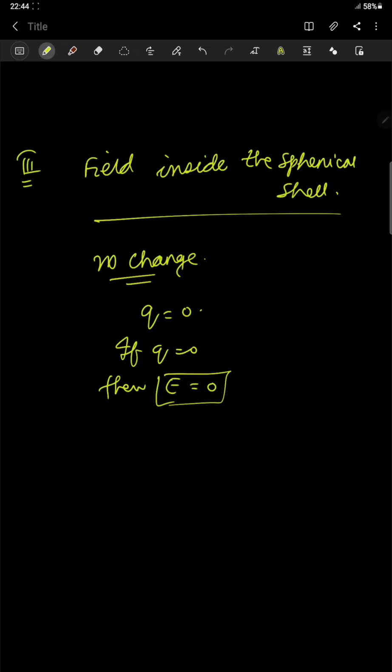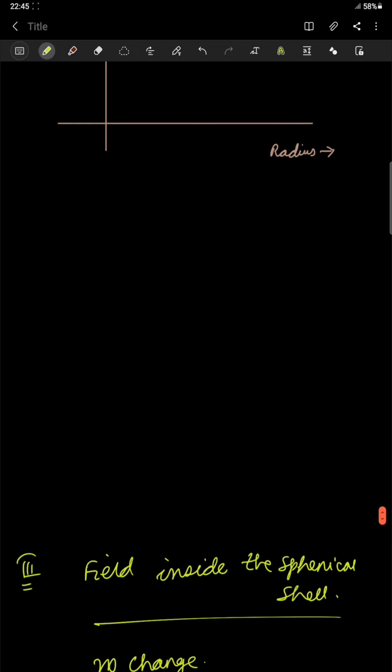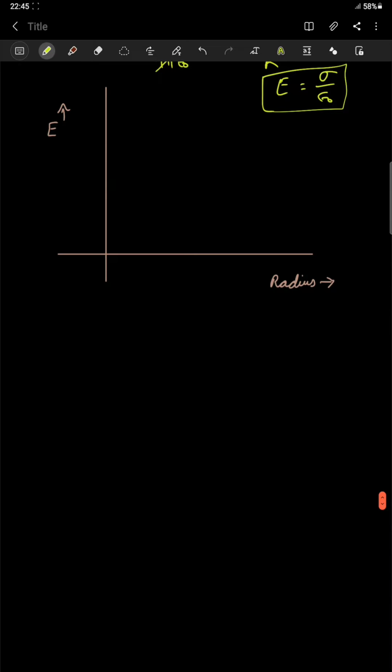Okay, so apart from these three different regions, another question comes with this. This spherical cell comes as a long question for 5 marks. Along with these three derivations, you have to draw a graph, you have to plot a graph. So what plot you have to do? That radius versus electric field graph.